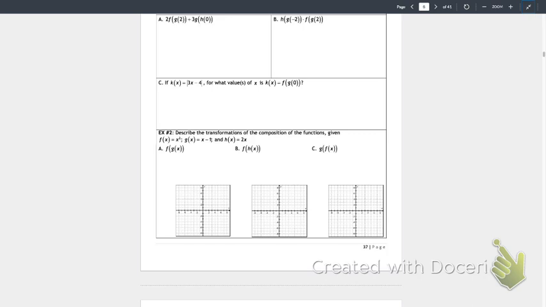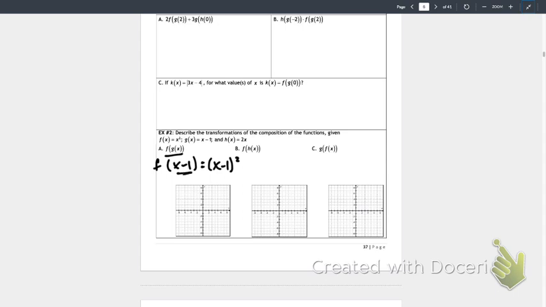Okay, next we're going to describe the transformations of the composition of functions given. So we're going to do f of g of x, which means we're plugging in the g function. We're going to be plugging into each of the x's x minus 1 into the f function. So you're taking this f function and you're plugging in x minus 1 for x, and then the f function wants you to square that. So this is our new function.